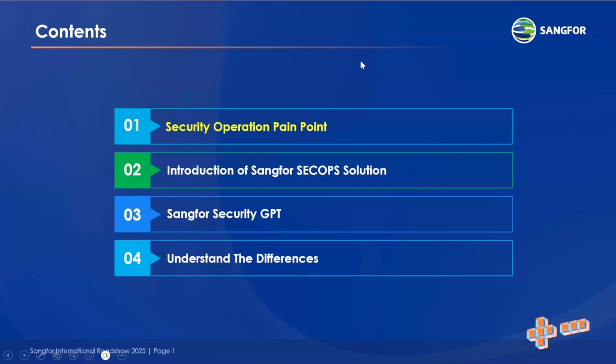We are divided into 4 sessions. The first one is the security operation pain point. I will tell you why customers need XDR, and why they need to reconsider the security operation center. The second is an introduction of our SecOps solution and the platform-driven XDR solution. The third one is about GPT. Everybody talks about OpenClaw, AI, algorithms, and agents. Yes, our XDR also fully embraces AI.